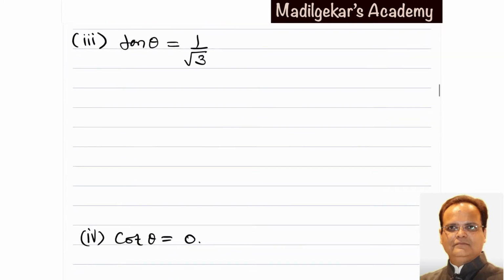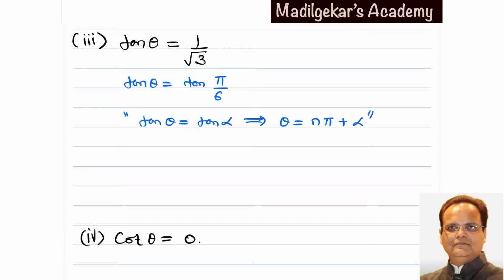Next, for tan theta equals 1 by root 3. Tan pi by 6 gives 1 by root 3. What is the relation between theta and alpha if tan theta equals tan alpha? Yes, it is theta equals n pi plus alpha. Using this relation, we get the general solution theta equals n pi plus pi by 6. So this is the required general solution.